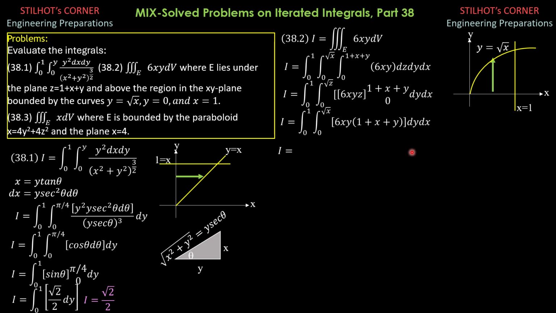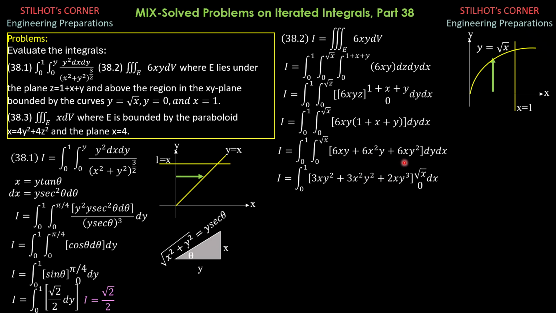Distribute, that would be the integral 0 to 1, 0 to square root of x of 6xy plus 6x squared y plus 6xy squared dy dx. We then evaluate this with respect to y. So the integral 0 to 1 of quantity 3xy squared plus 3x squared y squared, then plus 2xy cubed, because we evaluate with respect to y, then 0 to square root of x dx.